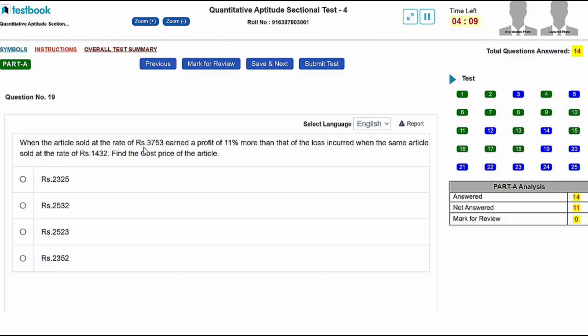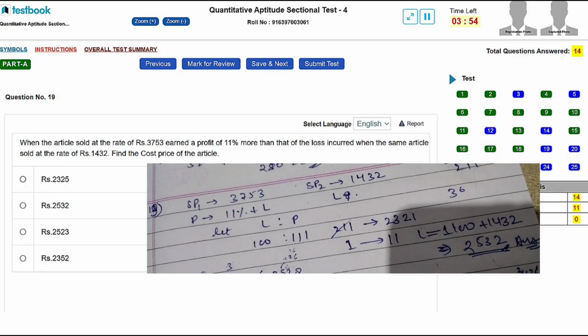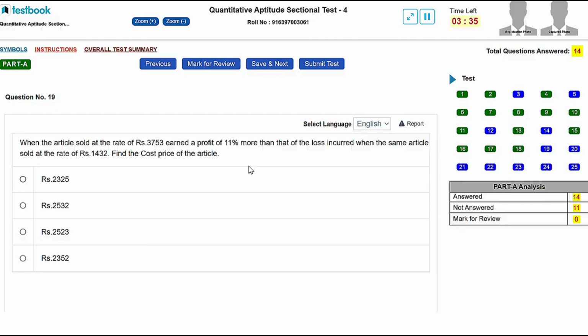When the article sold at the rate of rupees 3753 earned a profit of 11% more than the loss incurred when the same article sold at the rate of rupees 1432, find the cost price of the article. 2,532.